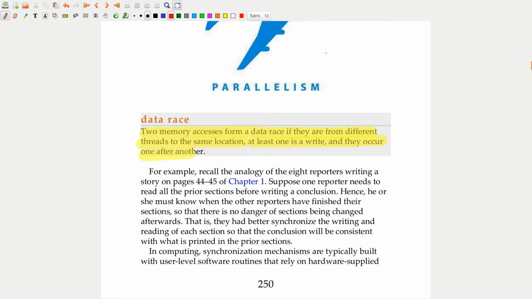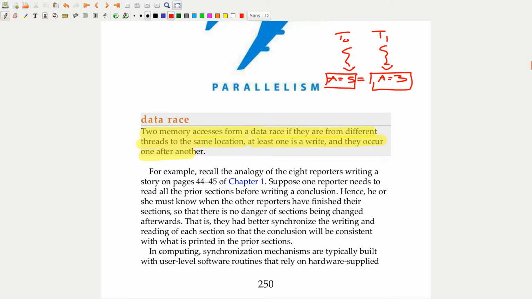So let's say we have two threads, thread 0 and thread 1. What's going to happen is, let's say this one sets some variable a equals 5, and this one sets that same variable a equals 3. This is the same variable, the same spot in memory.